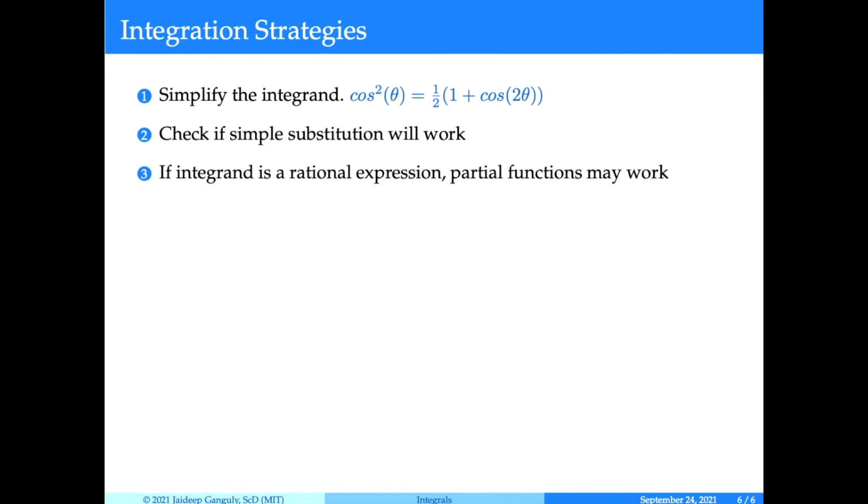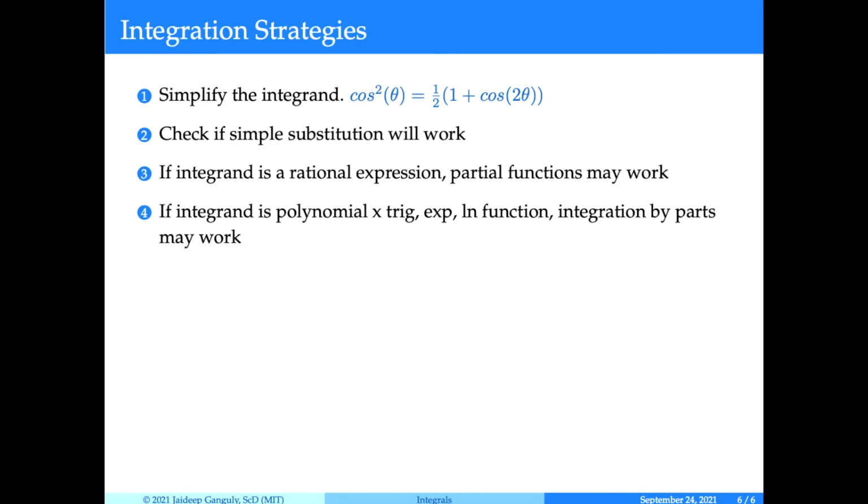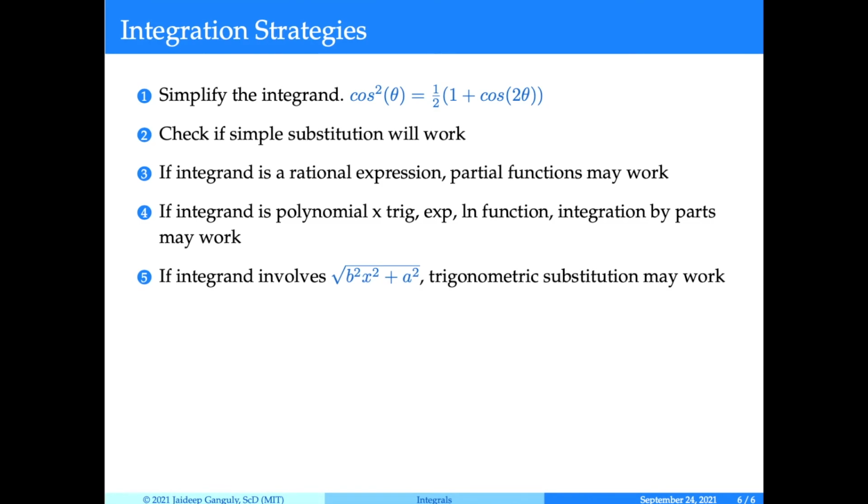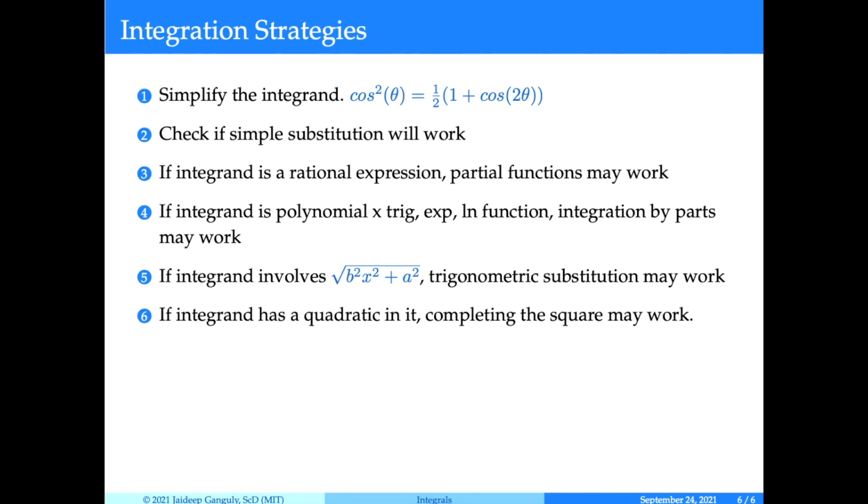If the integrand is a rational expression, we can try to express it in terms of partial fractions, which we can easily integrate. If the integrand is a polynomial multiplied by trigonometric, exponential, or ln functions, integration by parts may work. If the integrand is in the form shown in item 5, substitution using trigonometric functions may work. If the integrand has a quadratic in it, completing the square may work.